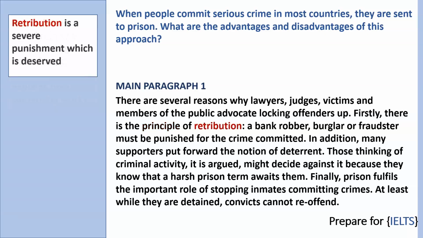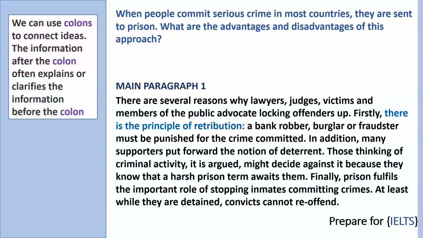And retribution is a severe punishment which is deserved. So retribution is sometimes used as an argument to support prison. We can use colons, and these connect ideas. The information after the colon often explains or clarifies the information before the colon. So here we have, there is the principle of retribution, then the colon, and what comes after that is really an explanation of that idea. Examiners like colons because they show a sophisticated way of connecting your points.